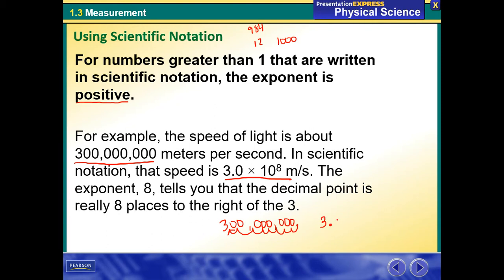And you can put 3.0 or you can put 3 times 10. Now the reason they got this 8 is because they moved it over 8 times. And it's positive because this number was bigger than 1, but also because we moved our decimal to the left.